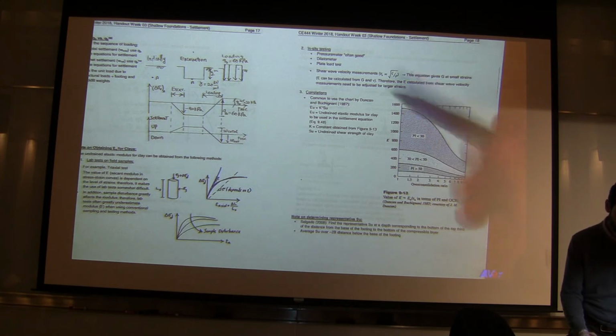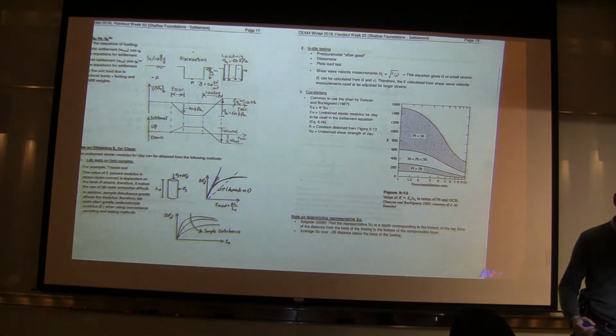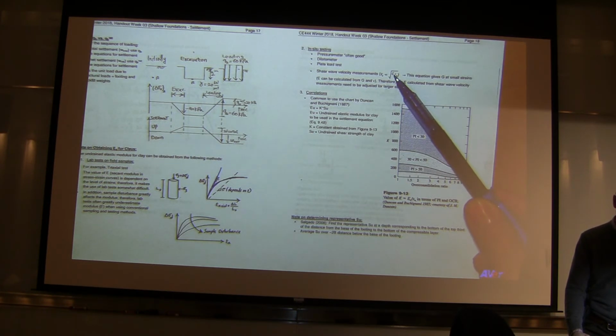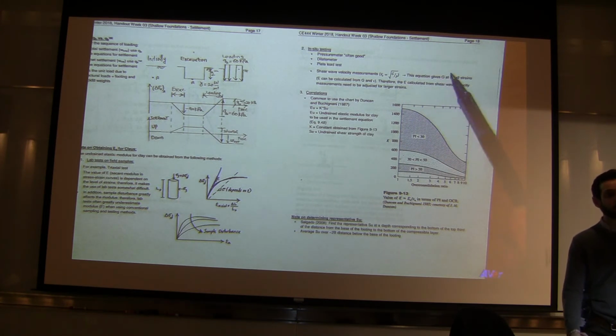So I didn't write down the equation when we talked about the shear wave velocity previously for sand, but that's the equation. Vs, or shear wave velocity, is the square root of G, or shear modulus, divided by rho, or density. And the shear modulus is related to elastic modulus.